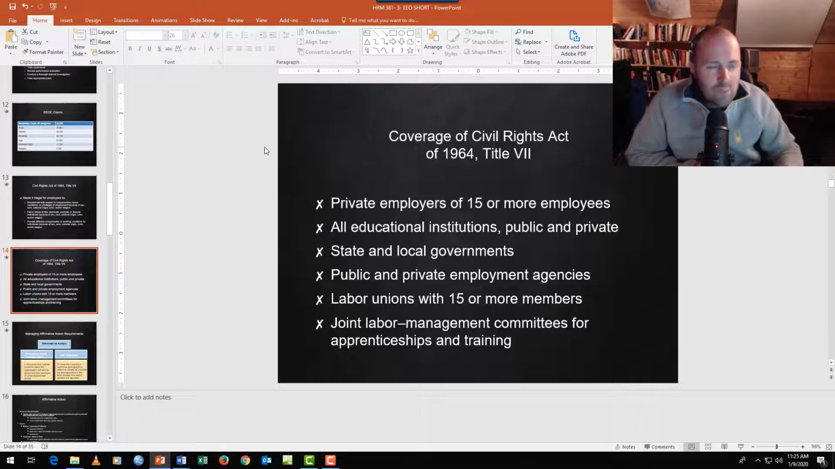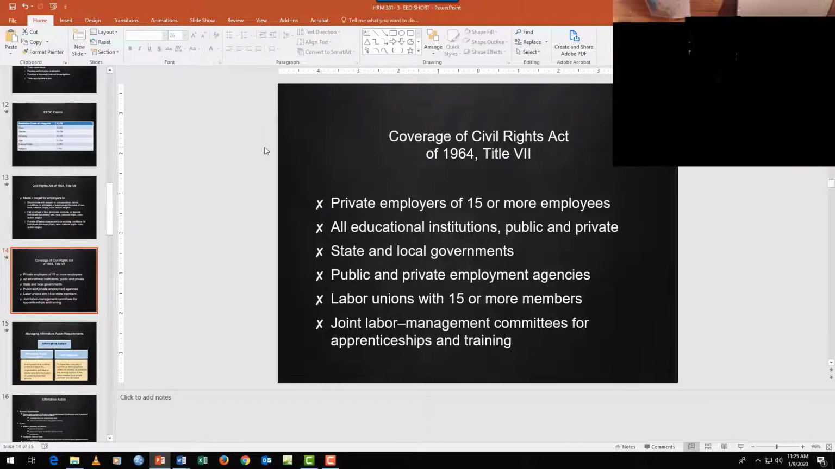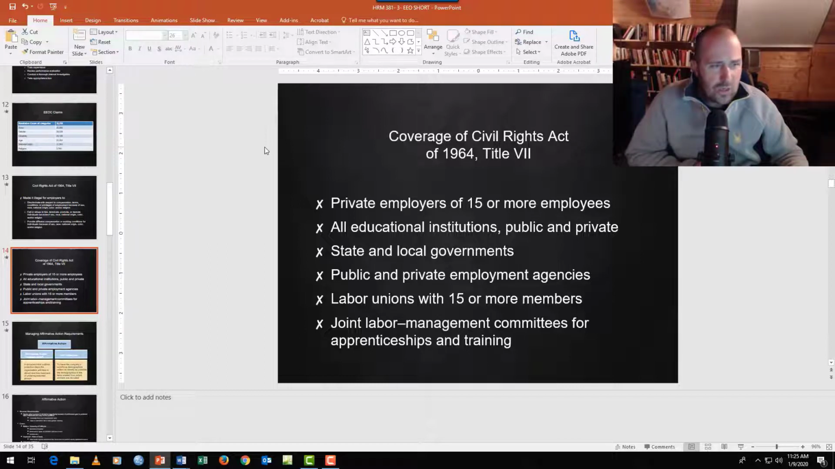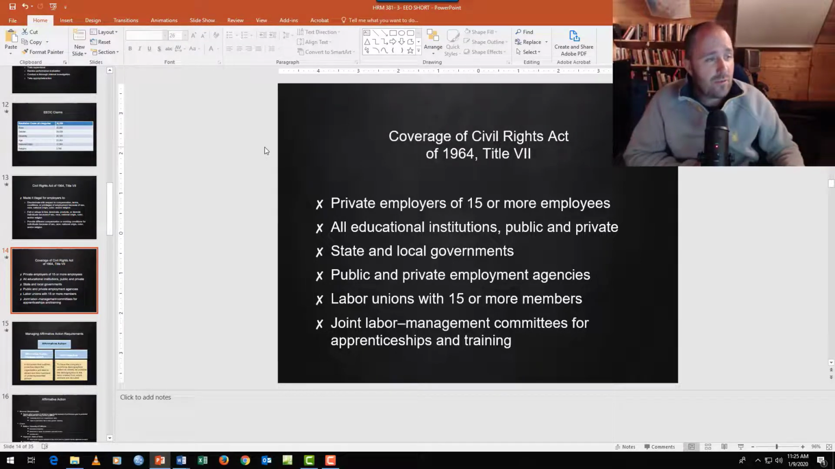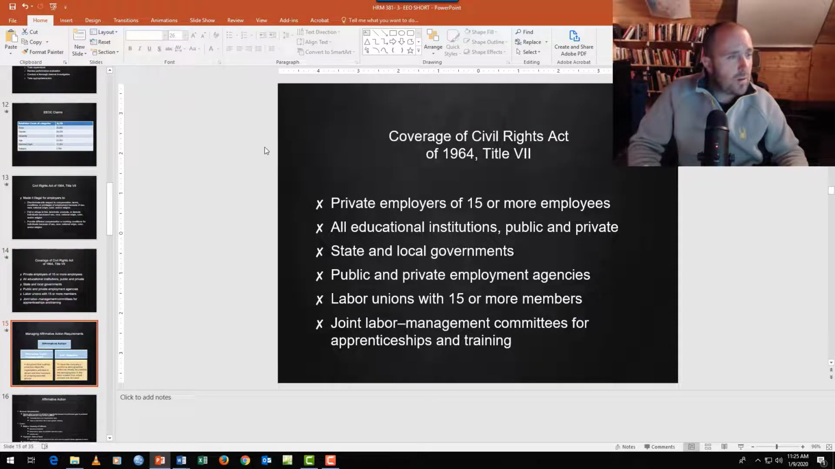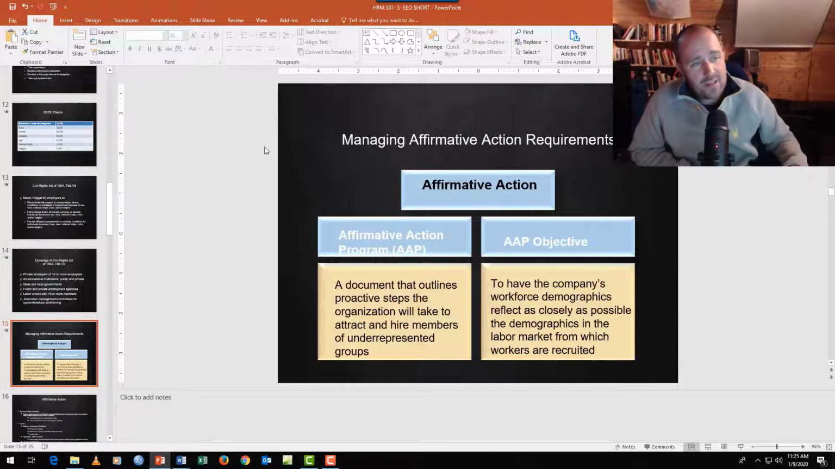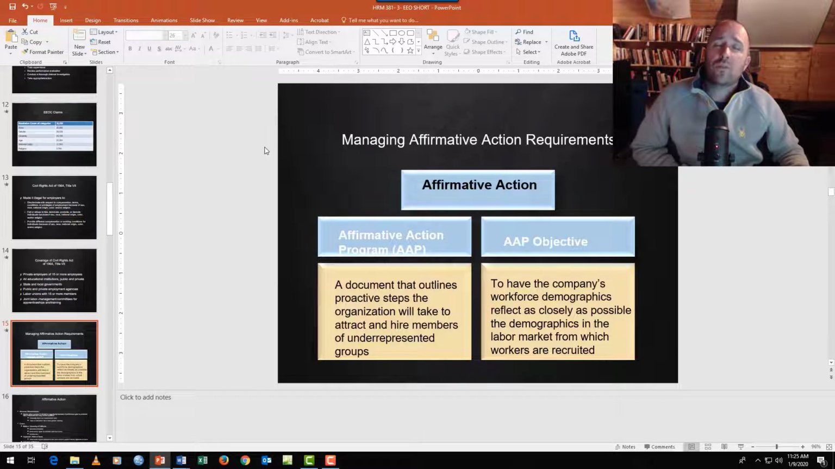It applies to most employers, certainly all large employers. Educational institutions, private, public, you can read it. But where this comes up often, which we'll talk about some cases here in a minute, is the educational institutions. Universities often have various types of affirmative action programs, which we'll deal with here in a second. Here it is, affirmative action. So, what is affirmative action?